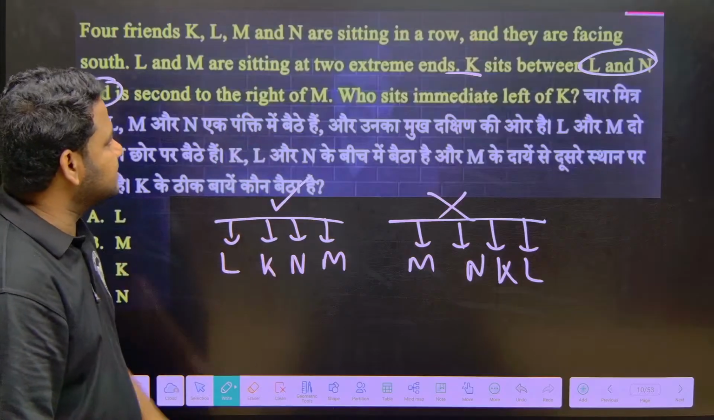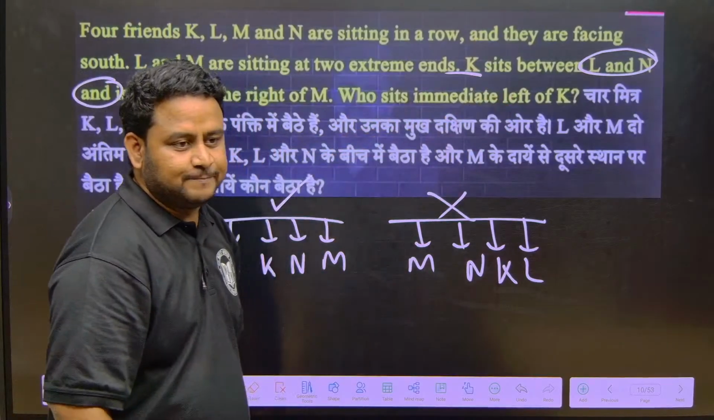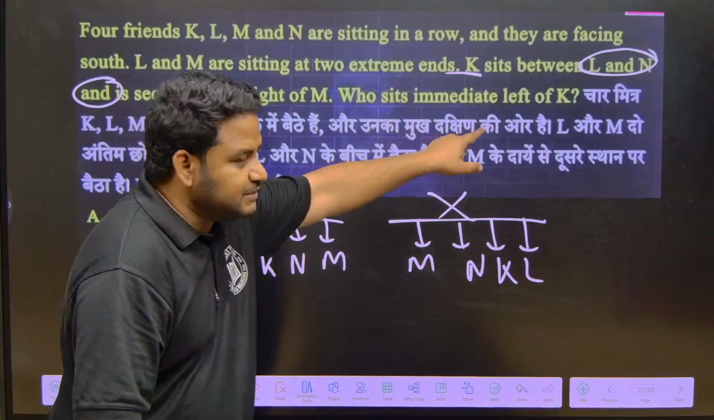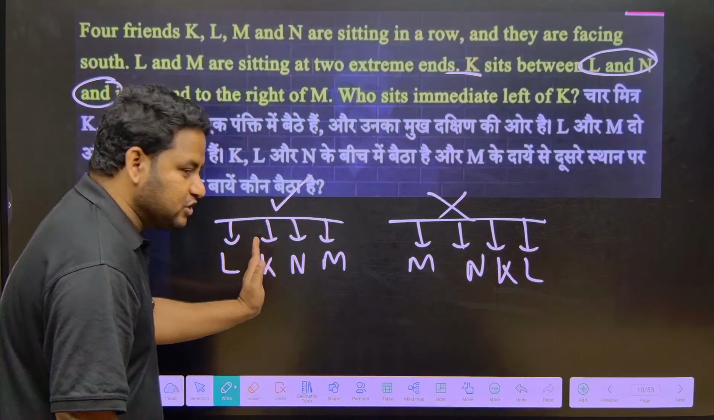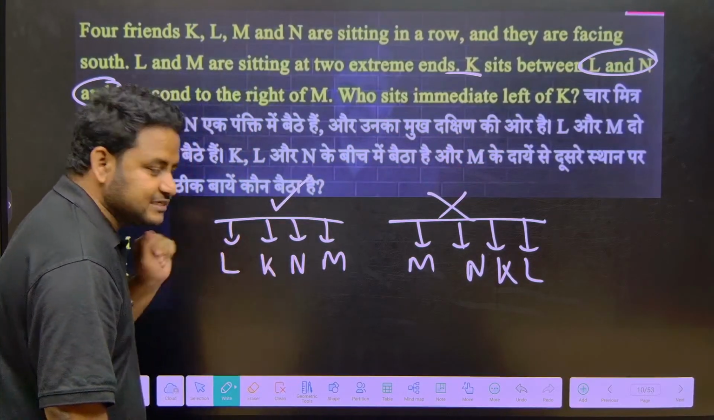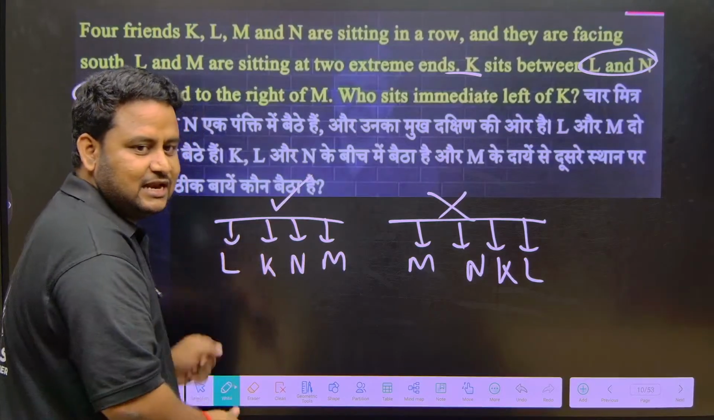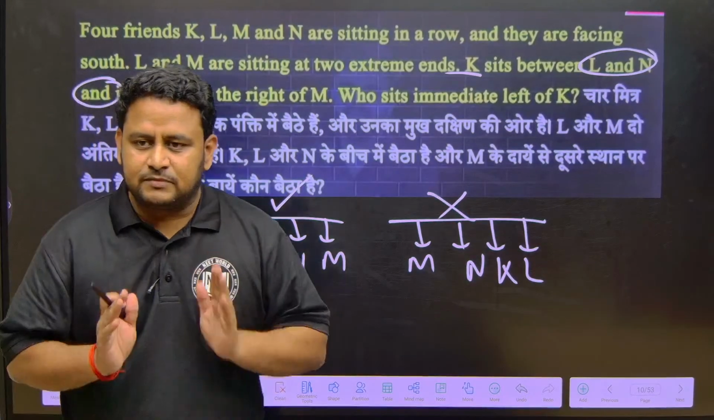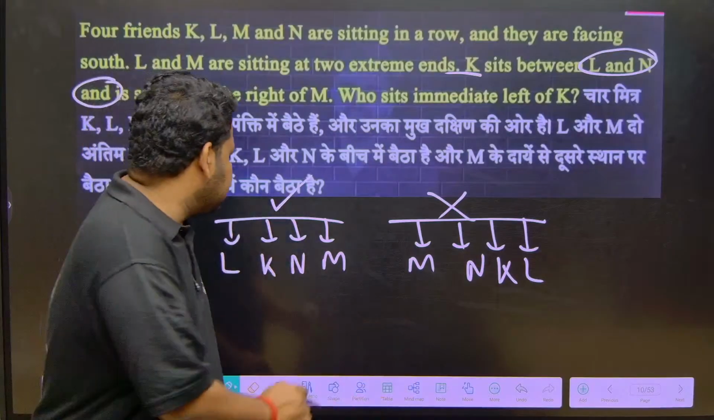What is the question that they are asking? Who sits immediate to the left of K? Here you will make a mistake, I know. You will see like this and write it as L, because for your left it is L. But for K's left it is N. The answer is N. So the correct answer is N.